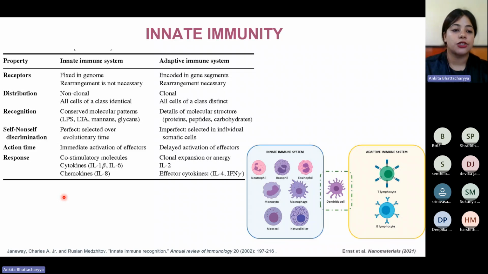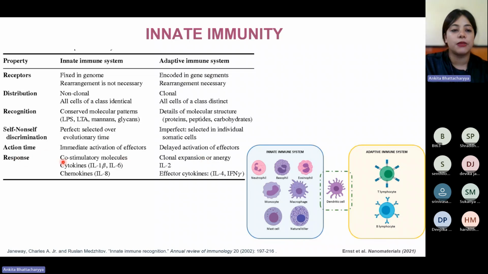Self non-self discrimination is perfect for the innate immune system. It is selected; it has evolved over time to become very, very accurate. It's able to clearly distinguish between self and non-self. However, coming to the adaptive immune system, it is not always perfect, and when compromised, it can lead to autoimmune disorders. Talking about the action time, it is immediate, which is why we call the innate immune system the first line of defense, whereas adaptive has delayed activation of its effectors.